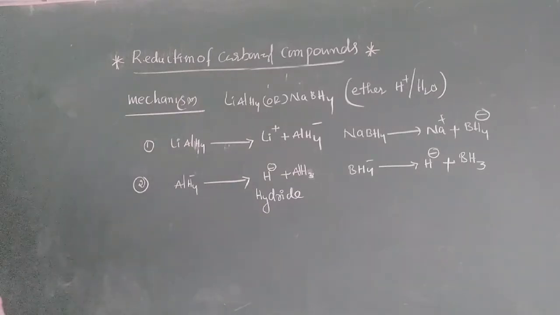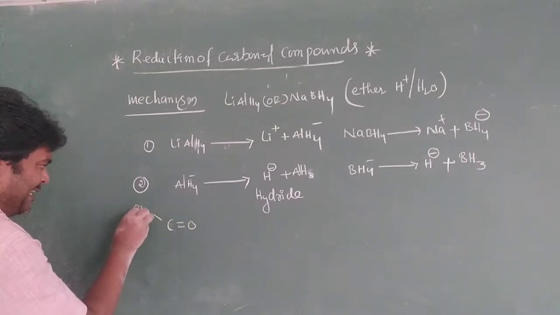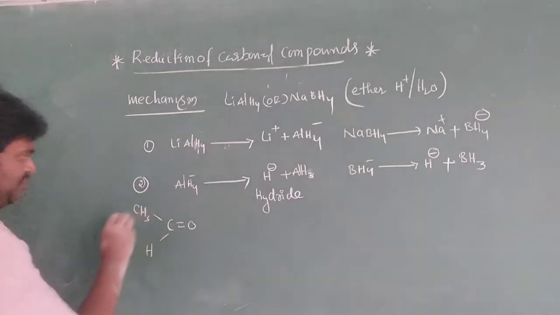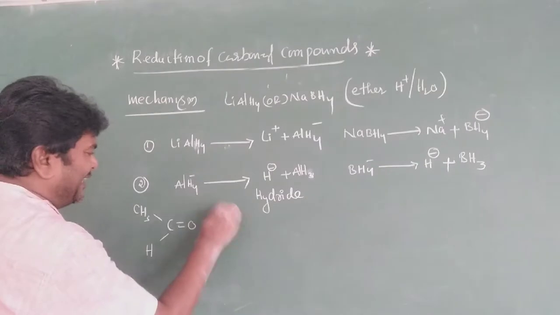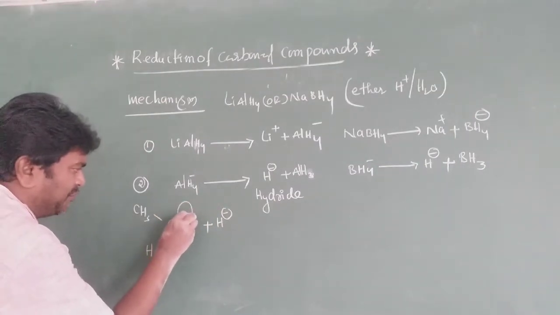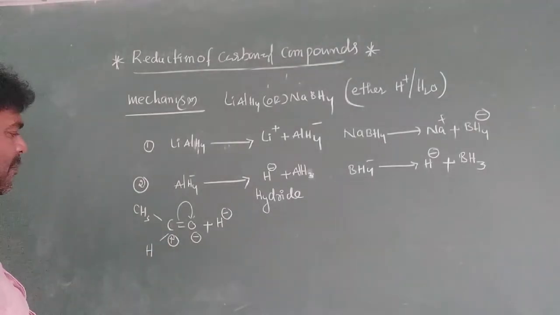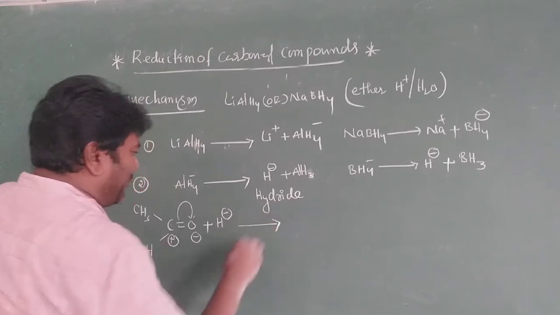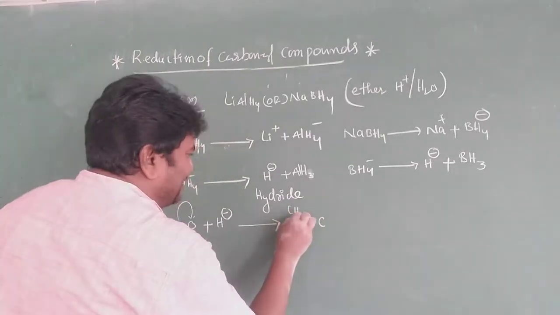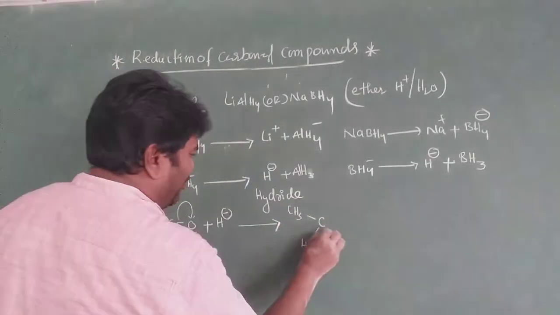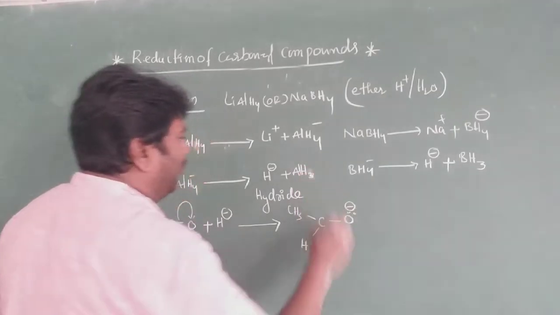Next one, now you will take a carbonyl compound, that is C double bond O, with CH3 and H. See here, H minus is attacking. So these two electrons are shifting to here. It is minus, and it is plus. My dear students, this is very important. Gives rise to, what happened here? H minus attacking here only. That is C with CH3, H, H, and O minus with a lone pair.